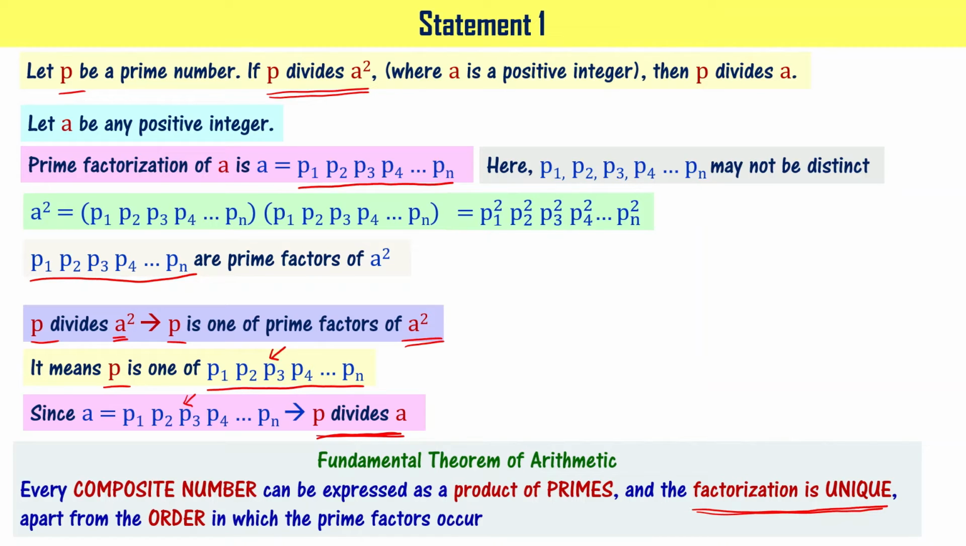Now you should be able to understand the statement clearly. P is a prime number. If P divides A square, then P divides A also. In other words, if P is a prime number and P divides A, then P divides A square also. Got it? That's what we have learned using the examples of 15 by 3, 6 by 3, all those examples we have seen just now, right?